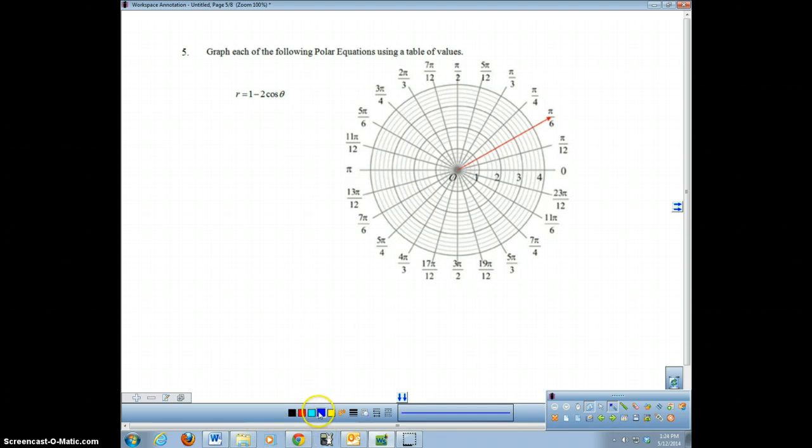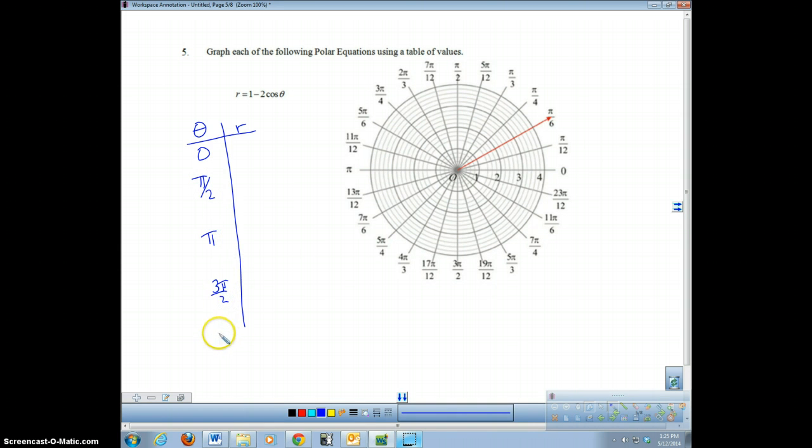My pen is going crazy on me right here. Let's go ahead and graph each of the following polar equations using the table of values. I just noticed I've got about 5 minutes left on this video before it cuts me off, so I'm going to do this one problem, and then I'll go on and do a part 2. For this, I'm going to make a table of values, theta and r. My theta values will be 0, pi over 2, pi, 3 pi over 2, and 2 pi.